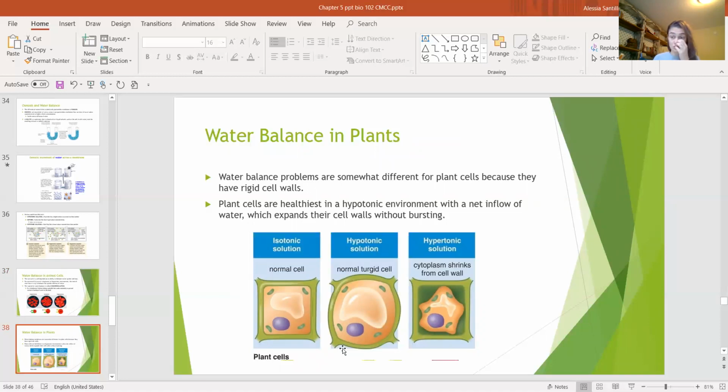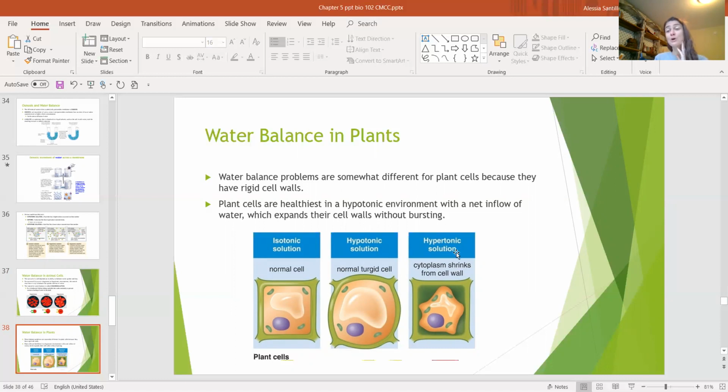So plants don't die when you have, well, I mean, you can overwater them, but that's just because you basically rot them. But you know what I mean? They're plant cells, they can basically take up as much water as they need. It doesn't matter. So they are very good in a hypotonic solution.